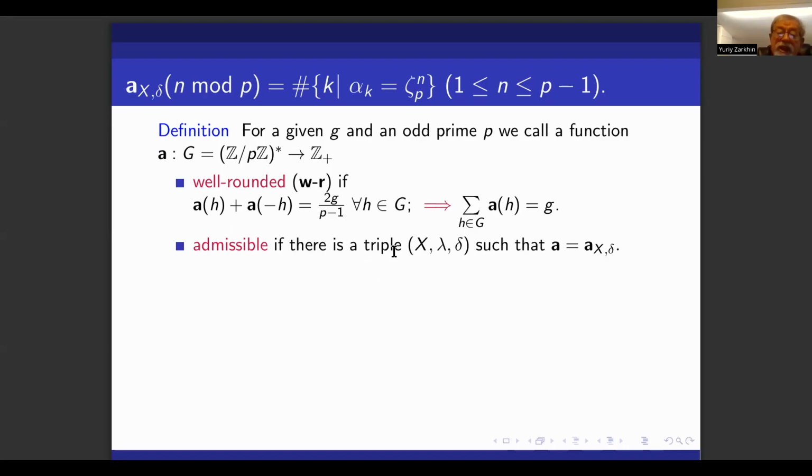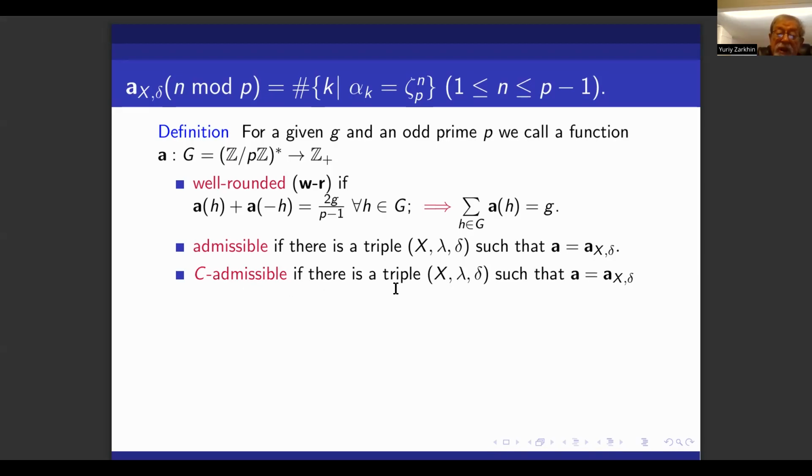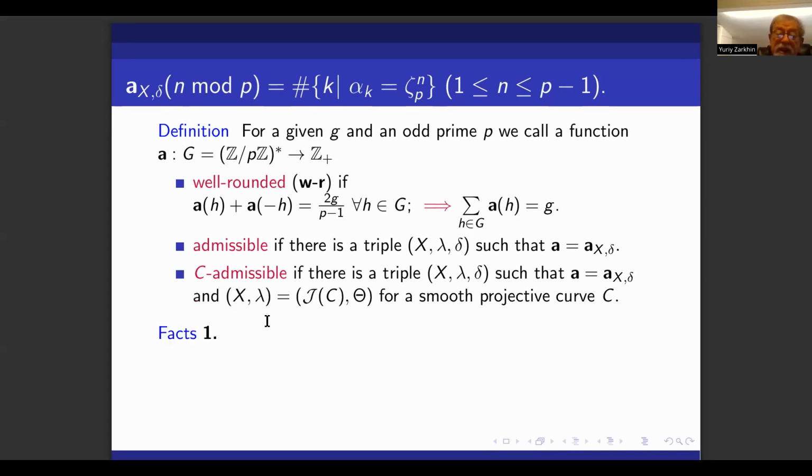Admissible if there is a triple (X, lambda, delta) such that our function A is a multiplicity function that corresponds to the pair (X, delta), where X is an abelian variety, lambda a principal polarization, and delta a periodic automorphism that satisfies the properties mentioned earlier. C-admissible if there is a triple (X, lambda, delta), but (X, lambda) is actually the Jacobian with canonical polarization for a smooth connected projective curve C.